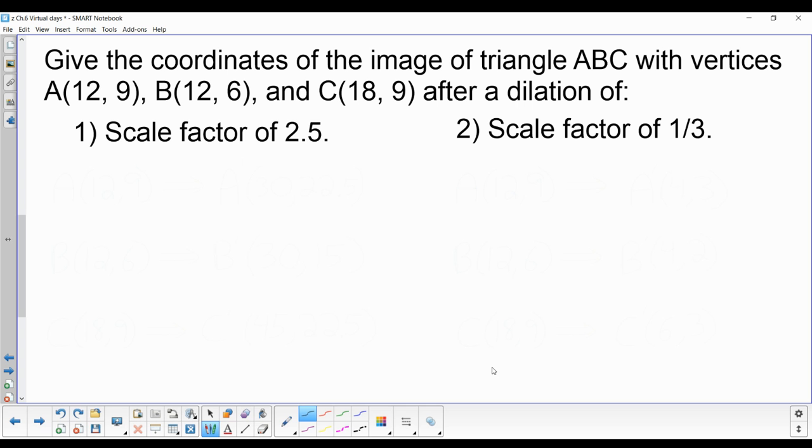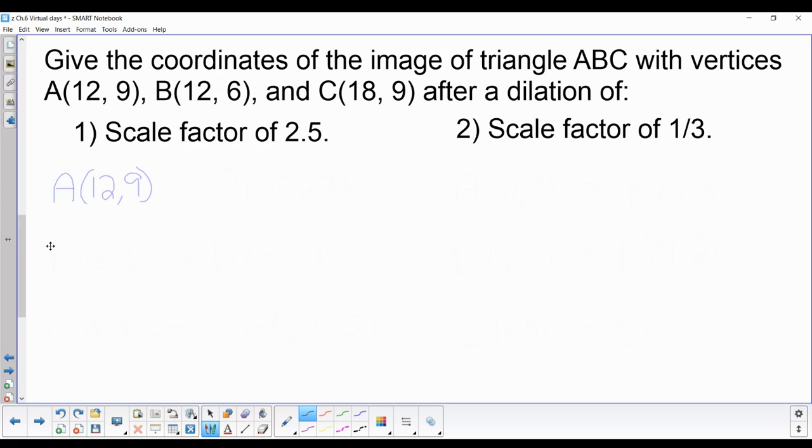In this video, we're going to go over finding dilations when we don't have the graph, or when they're just asking us to give the coordinates after a dilation. So the problem asks us to give the coordinates of the image of triangle ABC with vertices where A is (12, 9), B is (12, 6), and C is (18, 9) after a dilation of, and then there's two separate problems. Number one says after a scale factor of 2.5, or 2 and 5/10.